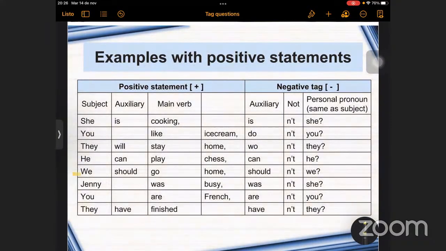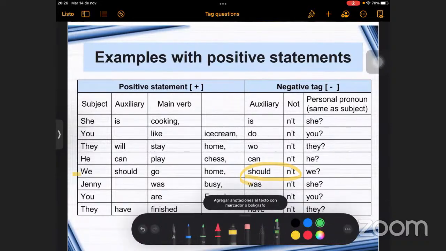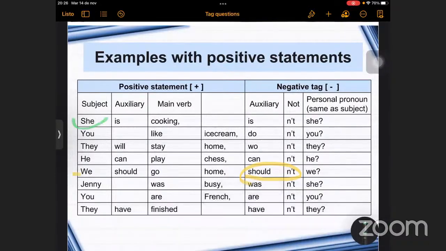We should go home. Shouldn't we? Okay? Now, something also very important, guys. I'm going to do it in a different color. Very important. Identify what is the subject, because you have to use the same subject at the beginning and at the end when making the tag question, okay? It has to make sense.